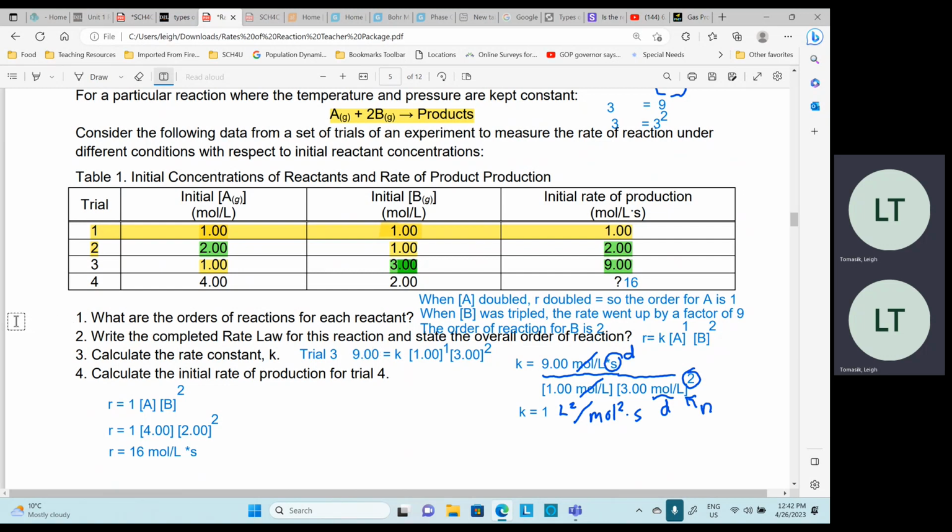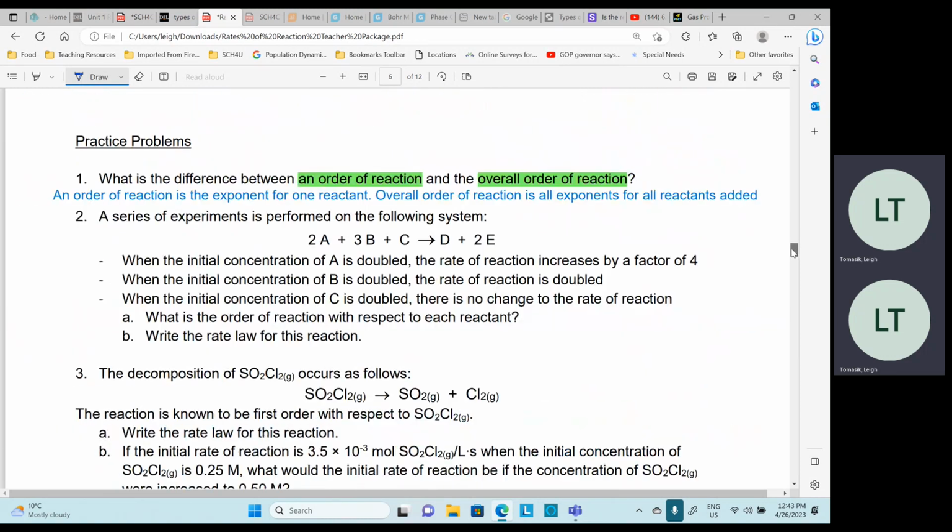So we need to read the whole question. Overall order is just, we're going to add the exponents. So this is an order 3 reaction. A little addendum to question 2. We just add the exponents. So the overall order of a reaction is all exponents for all reactants added.